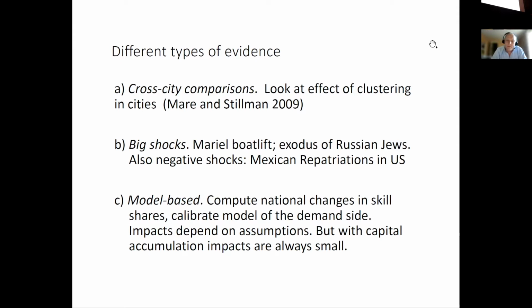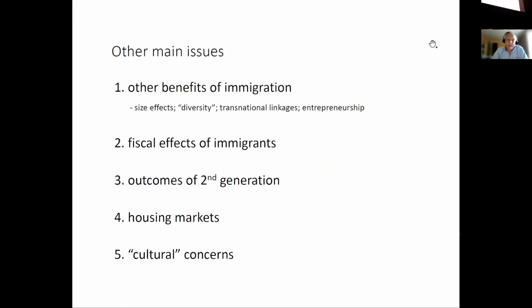And a third way to do it is to do a model-based calculation. This is the kind of thing that I've seen in a couple of studies of a New Zealand context, where you set up a model, make some assumptions about what happens. If you take those models and assume that capital can keep up with labor, then the model-based evidence, the big shock evidence, and the cross-city comparisons all kind of agree that the effects of immigration on the labor market are pretty small.